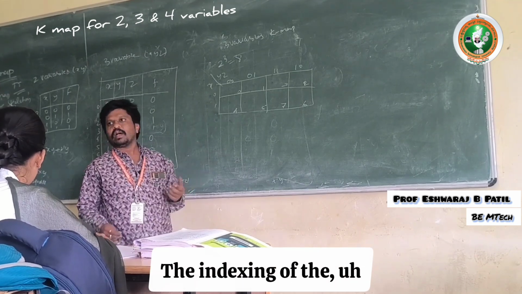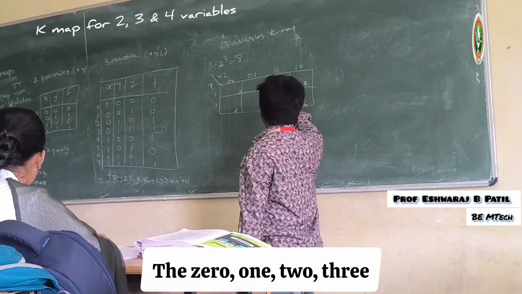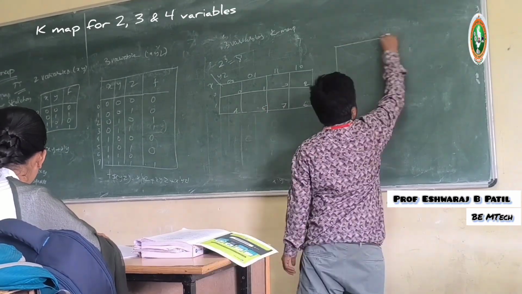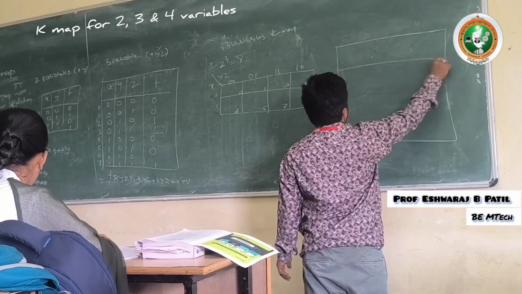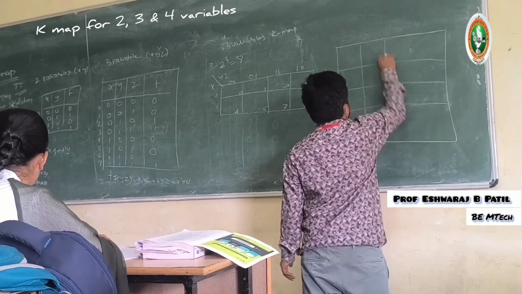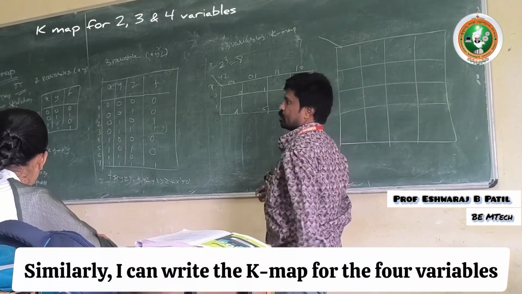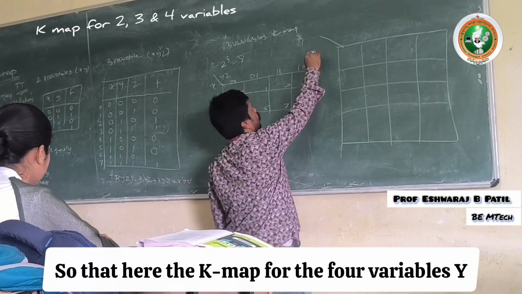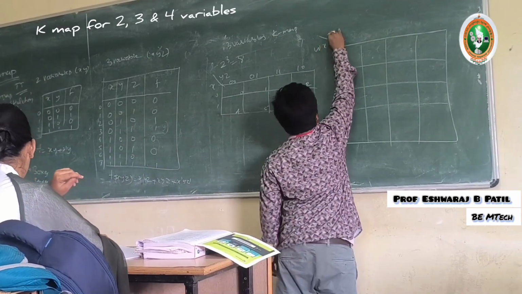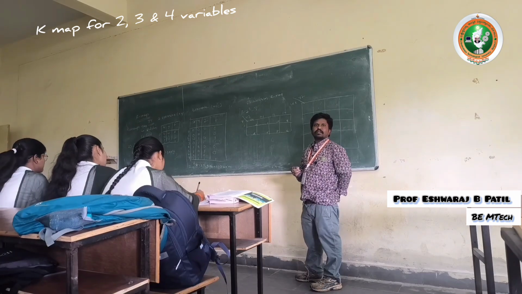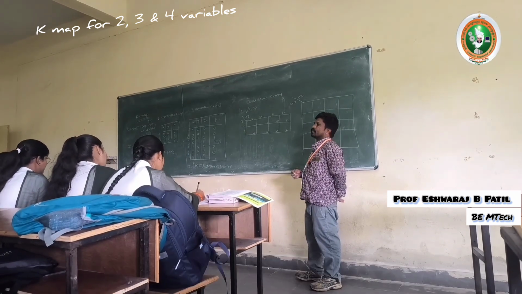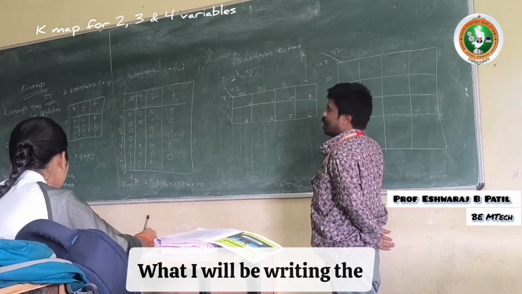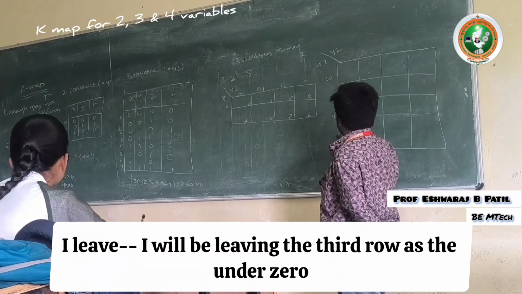The indexing of the cells will be 0 1 2 3, and 4 5 6 7. Similarly, I can write the K-map for four variables, w x and y z. How many combinations can y z have? Two variables, so 4: 0 0, 0 1, 1 0, 1 1. But I will be leaving the third row as the under arrow.